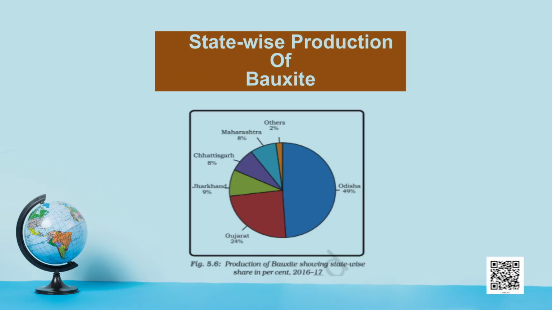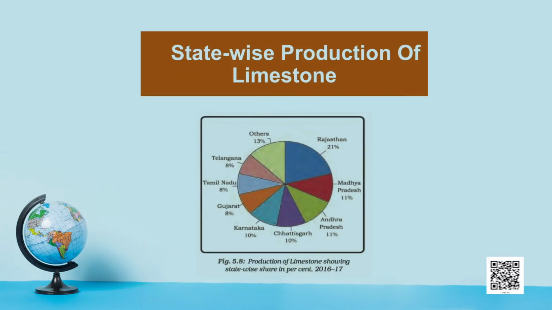Like iron ore, almost 50% of bauxite production in India comes from Odisha. Gujarat produces roughly 1/4 of the total bauxite production. Jharkhand, Chhattisgarh and Maharashtra contribute almost 10% each. Unlike all the other minerals, limestone is rather well spread across various states. While Rajasthan produces roughly 20% of the total limestone in India, 7 states, Telangana, Tamil Nadu, Gujarat, Karnataka, Chhattisgarh, Andhra Pradesh and Madhya Pradesh, produce roughly 10% each.